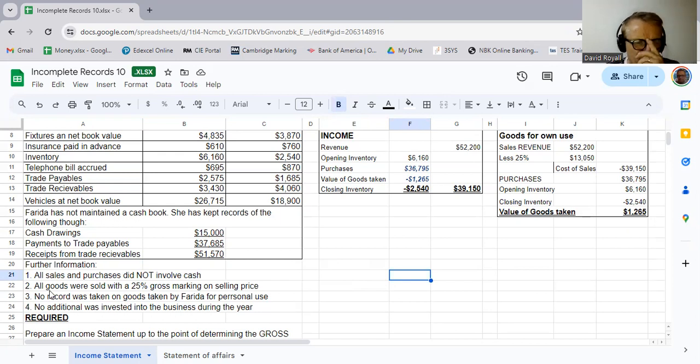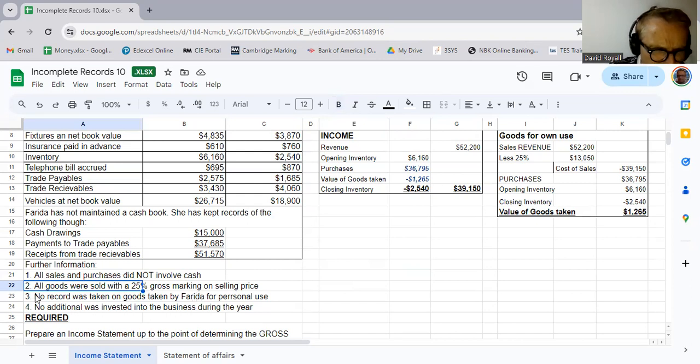All goods are sold with a 25% gross profit. So what we're looking at then is our cost of sales must be 75% of the revenue received. That's going to be important information later on. No record was taken on goods taken by Farida. There we are. That adds a little bit of a complication.